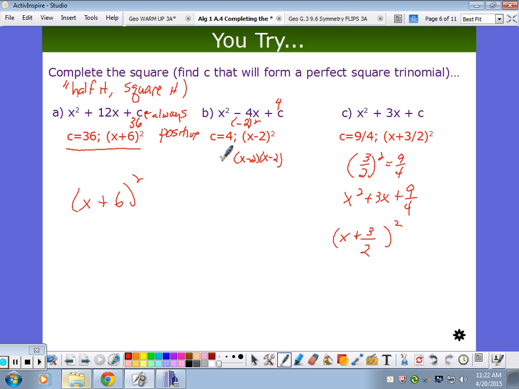If the coefficient is larger than 1, you have to divide everything through by that number. So the x squared always has to be 1. If you have a 2 in front, say, you would have to divide everything through by 2. So we'll get to that. First, let's do it when it's an easy case.